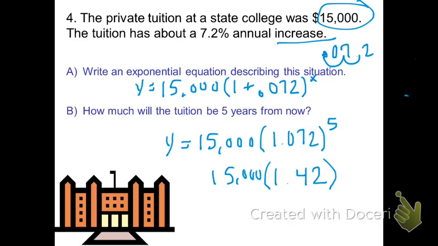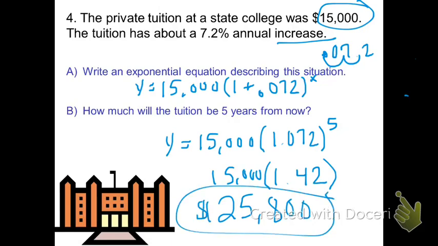Let's see how much tuition will be. Oops, too much. Alright, let me go back, guys, I did a little too much. 1.072 times 15,000. There we go. Okay, so the answer you guys should have is 25,800. That's how much tuition will be 5 years from now. Make sure you copy this down, guys. Let's move to the next one.